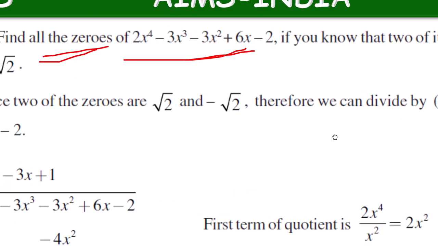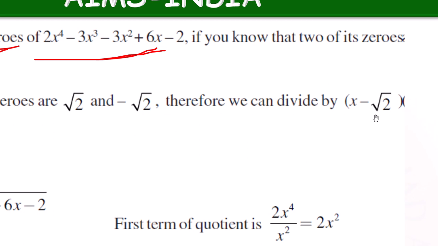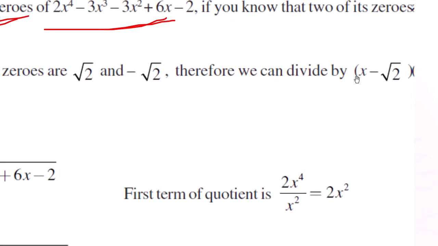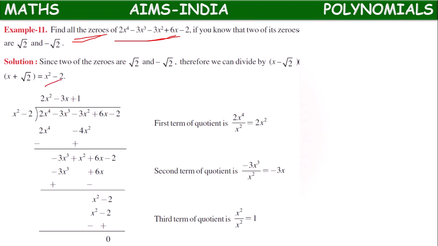So therefore, we can divide this biquadratic polynomial with x minus root 2, x plus root 2, or the product of x minus root 2 and x plus root 2, which means x square minus 2. We can divide it with x square minus 2, because these two are the zeros of the given polynomial. Then x minus root 2 and x plus root 2 will be the factors of the given polynomial. So the given polynomial can be divided by the product of the factors, x square minus 2.